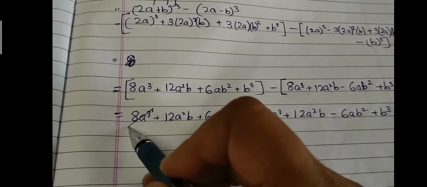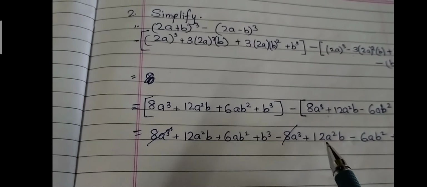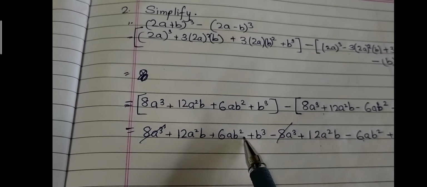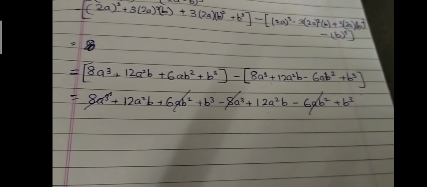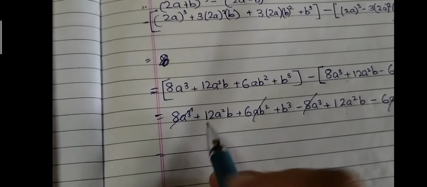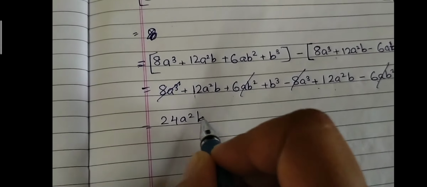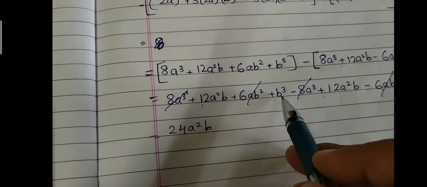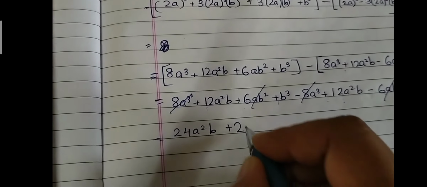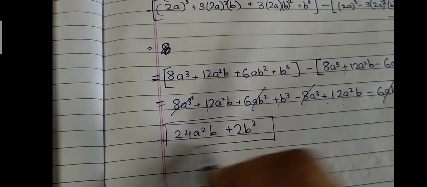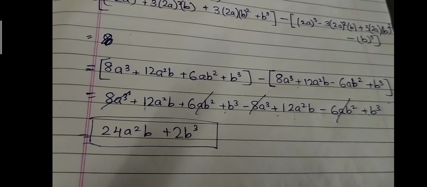Now 8a cube minus 8a cube, we are going to cancel it. Here these two are plus, this is minus 6ab square and minus 6ab square, so we will cancel it because plus minus is minus. So now what is left? 12a square b plus 12a square b will give us 24a square b, and what is left is b cube plus b cube. So 1b cube plus another b cube will give us 2b cube. So this is our final answer, students. Similarly we have to do the next also.